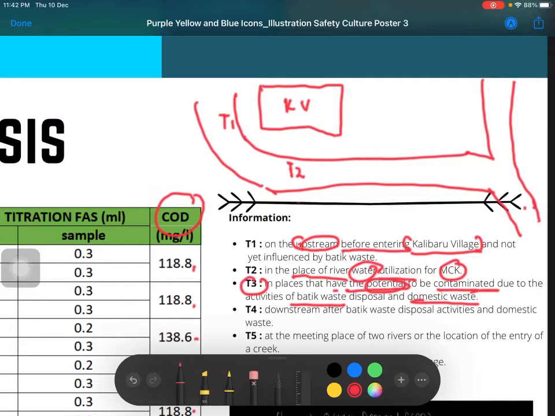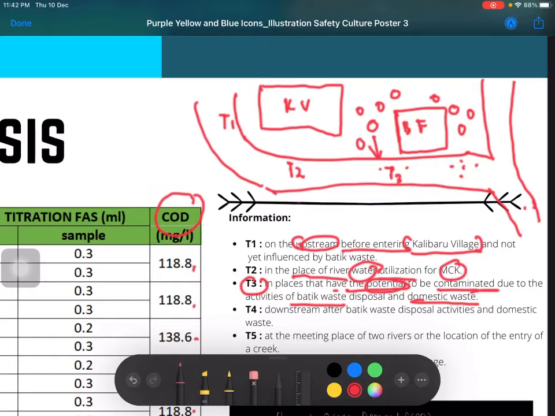It's actually because around the batik factory, there are villagers staying there. So the villagers could basically defecate or throw waste into the river water. So when that happens, it's polluting the river. So this is actually T3.